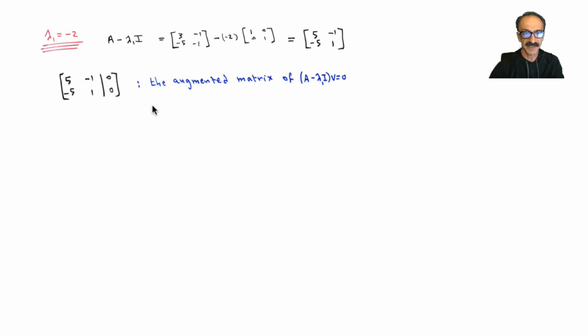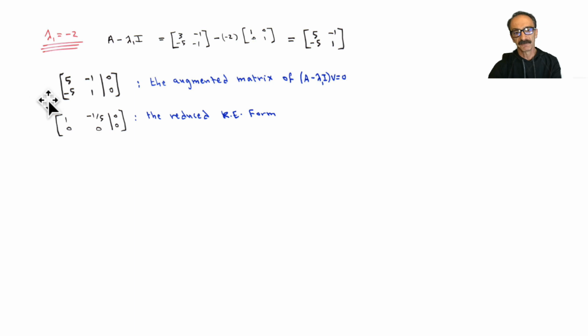Now we're looking at the system to solve, which is A minus lambda I times v equals 0. In short, we write it this way as an augmented matrix. Now, notice that -5 is the opposite of 5 and 1 is the opposite of -1. So if you want to cancel, you multiply this by 1 and go down, everything cancels. So the second row becomes zeros. Now you want the 5 to be 1, you divide by 5, and this -1 becomes -1 over 5.